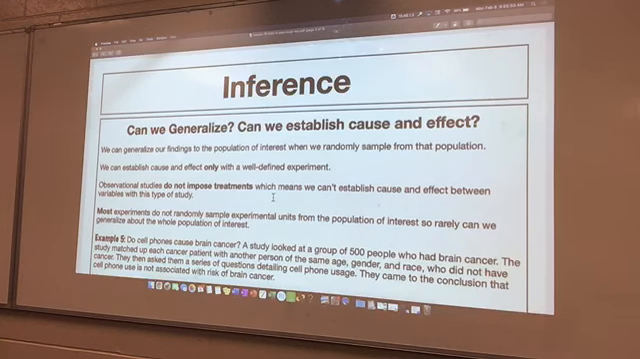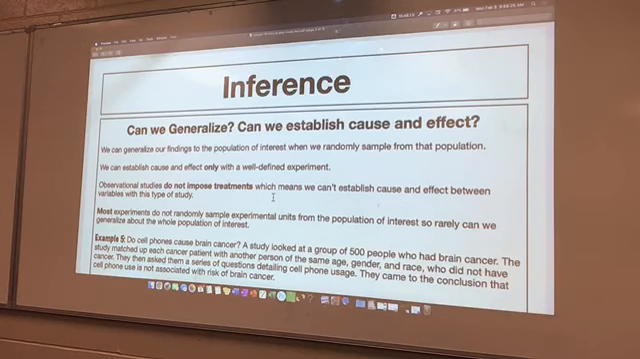Observational studies do not impose treatments, which means we can't establish cause and effect between the variables with this type of study. Example 5. So the question is, do cell phones cause brain cancer? So a study looked at a group of 500 people who had brain cancer. The study matched up each cancer patient with another person of the same age, gender, and race who did not have cancer. Then they asked them a series of questions detailing the cell phone usage. They come up with the conclusion that the cell phone use is not associated with the risk of brain cancer.